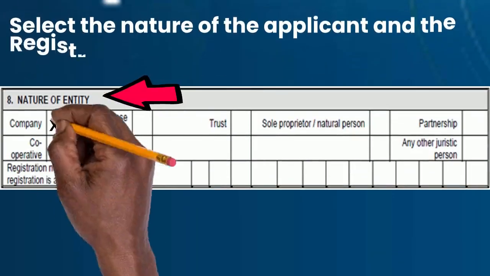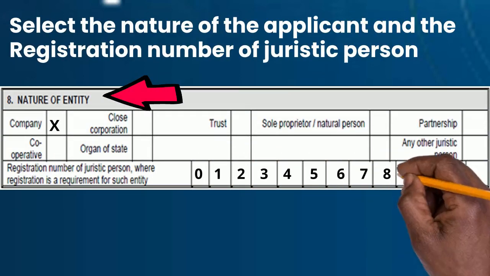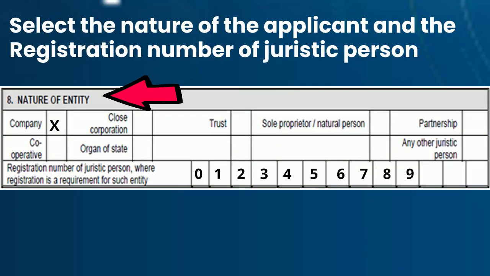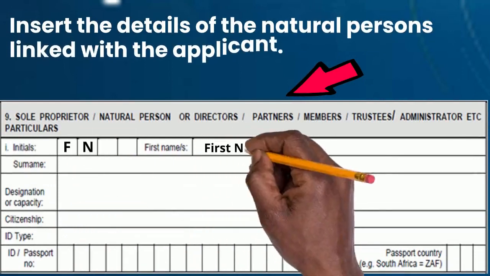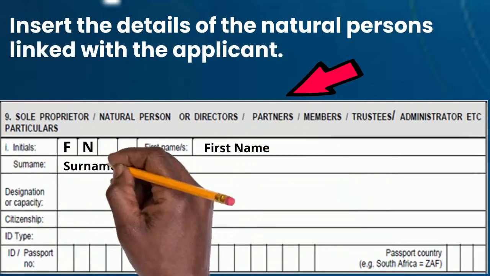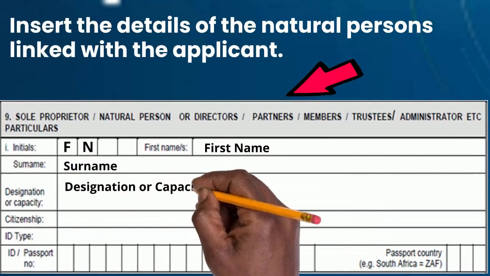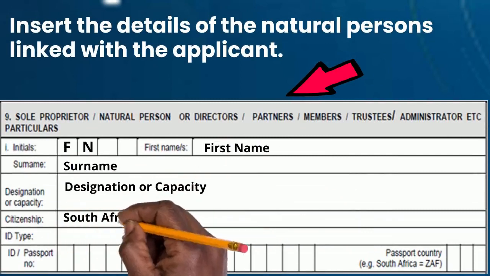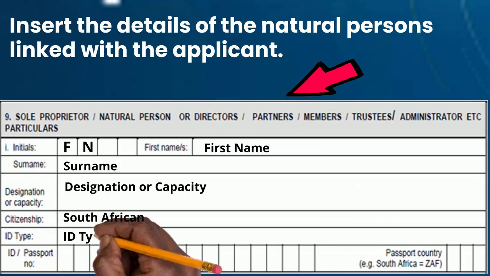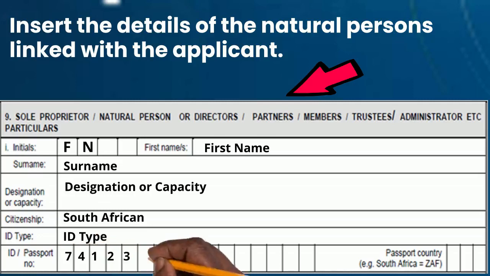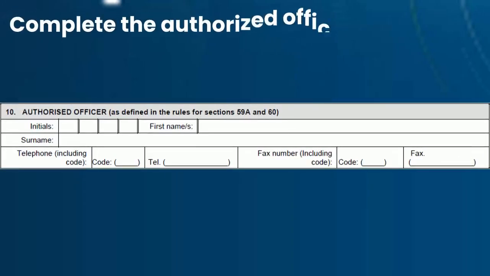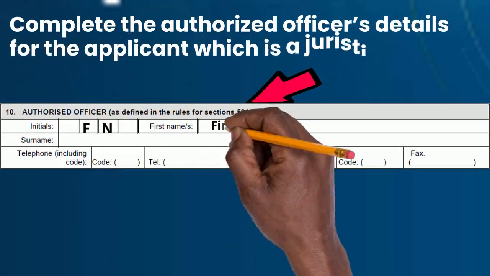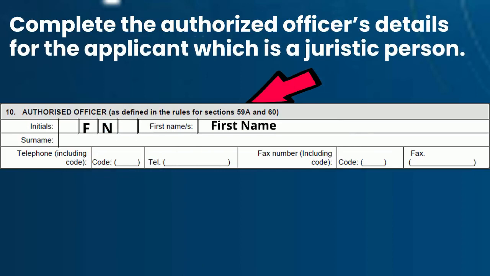Select the nature of the applicant and the registration number of the juristic person. Complete the details of the natural persons linked with the applicant. Complete the authorized officer's details for the applicant, which is a juristic person.